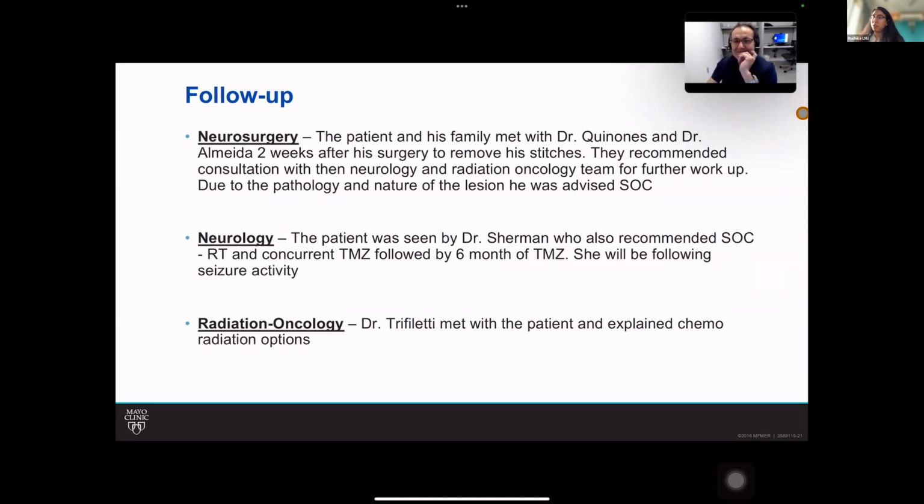He met with Dr. Wendy Sherman, who also recommended standard of care, which consists of radiation therapy with concurrent temozolomide, followed by 6 months of adjuvant temozolomide. She'll be following the patient for seizure activity.